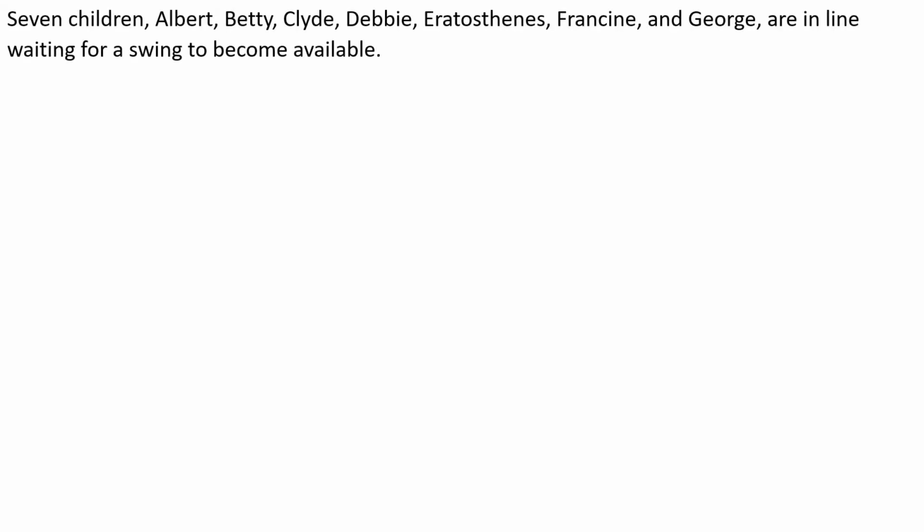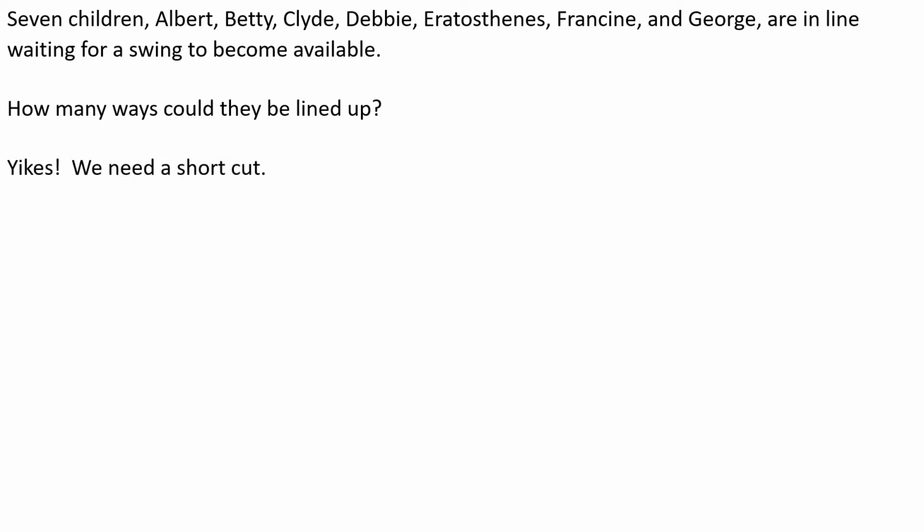So I've got 7 children here. I've got Albert, Betty, Clyde, Debbie, Eratosthenes, Francine, and George. They're all waiting for that swing. How many ways could they line up? There's no way I'm going to be able to list these. Well, I mean, I could list them, but I'd be spending hours upon hours typing organized lists. So let's think about this.